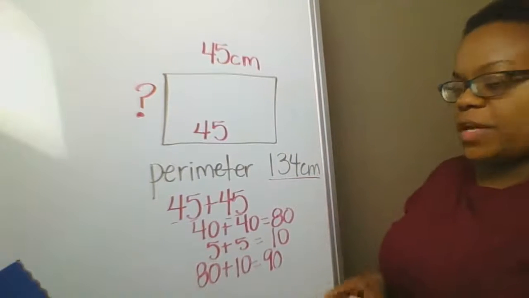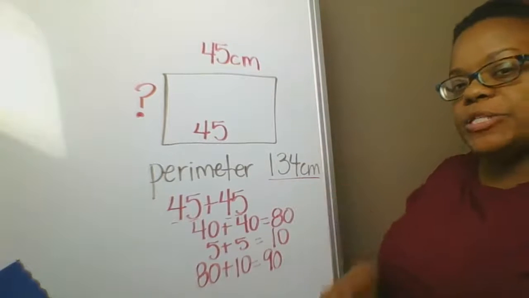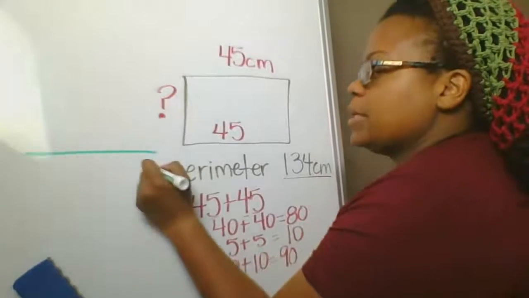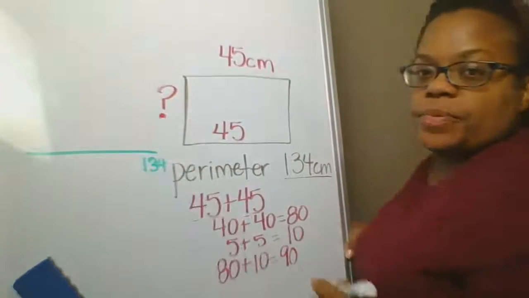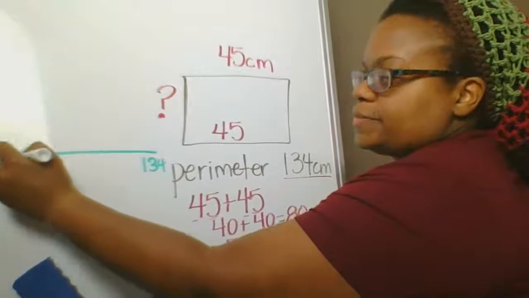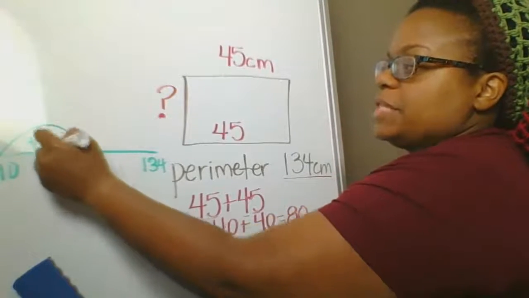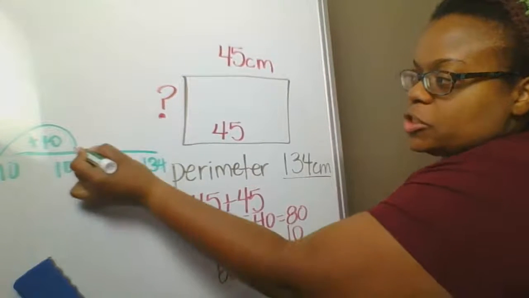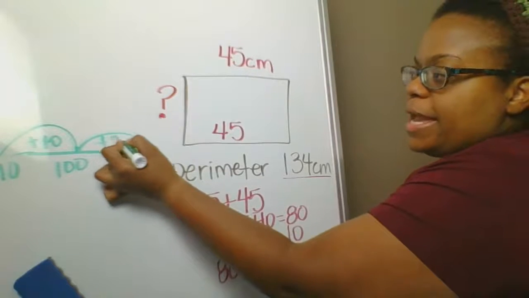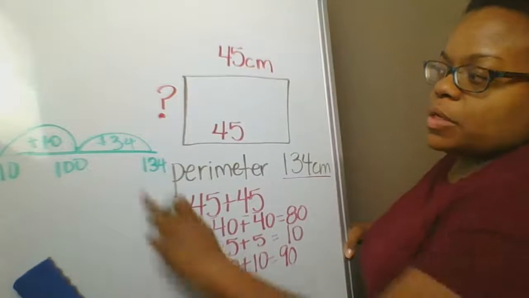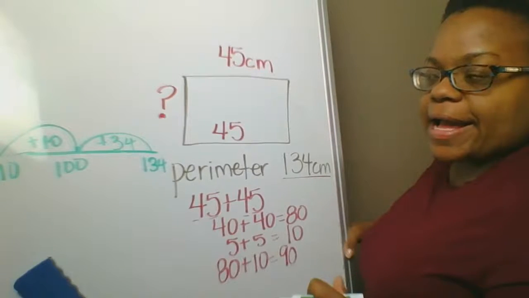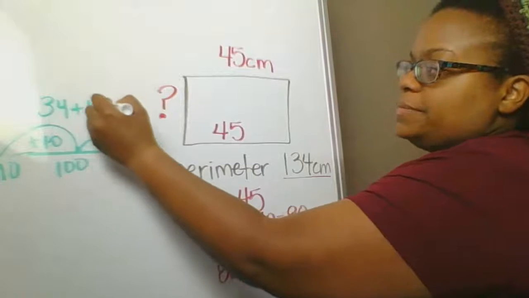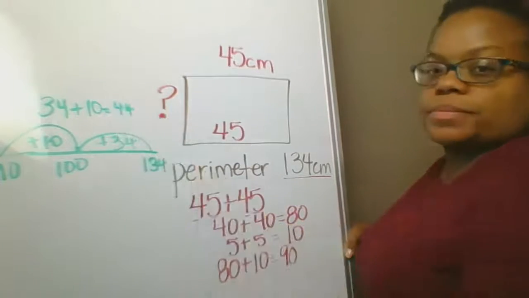I have an additional step that I need to make. My next step is to figure out, if I'm at 90, how much more do I need in order to get to that 134? So we're going to draw our number line. Our goal is 134. And we know that we're starting at 90. So I'm going to make my first jump of 10, which gives me to 100. 100, trying to get to 34. I'm going to add 34 more. So here I have 34. Here I have 10. So 34 plus 10 equals 44.